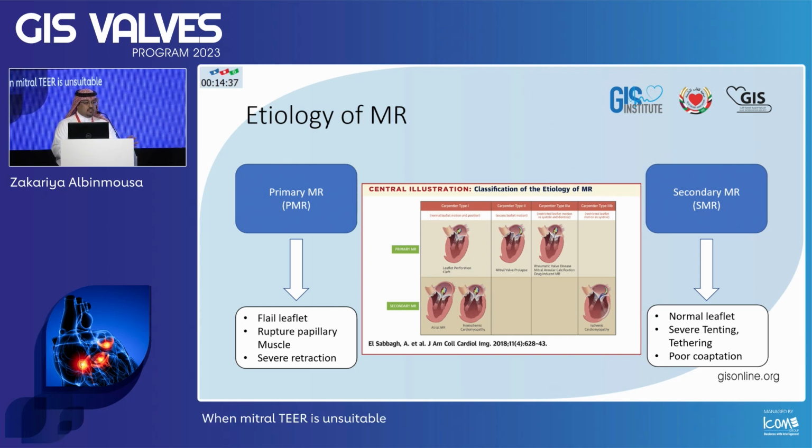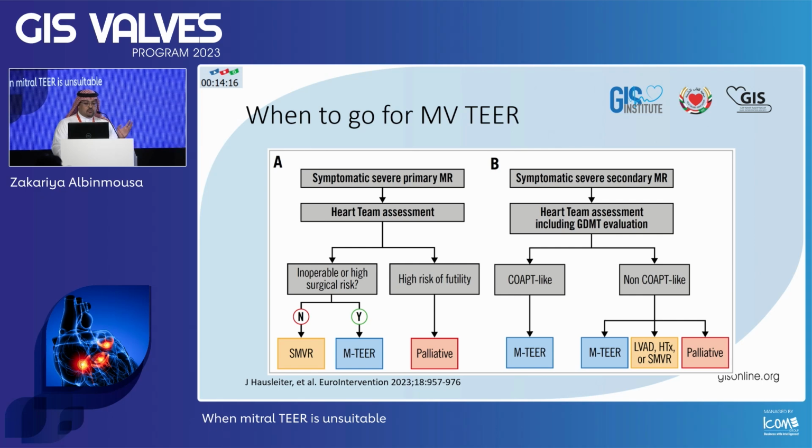The primary, where there is flail leaflet or rupture of the papillary muscle, all the problem is in the leaflet itself, whereas in the secondary mitral regurgitation, the problem lies in the annulus or in the left ventricle or the left atrium. And when to go for the mitral valve TEER, it's more clear now, whether it is primary or secondary.